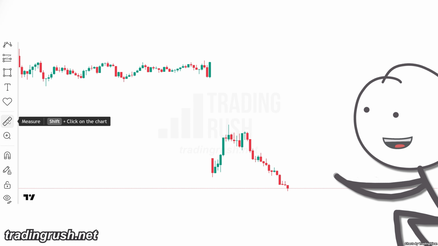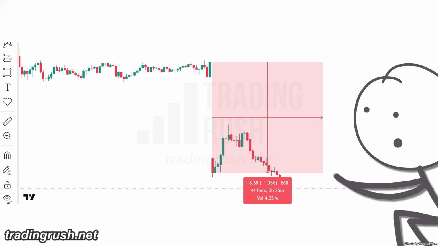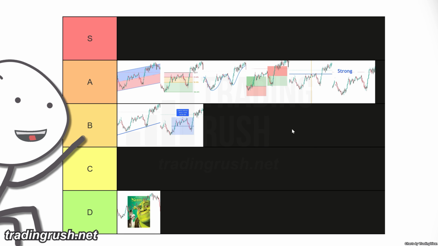Number 2. Something I use frequently to measure how much a price has moved or opened with a gap is the measure tool. Simple but very useful. I will put it in the B tier.